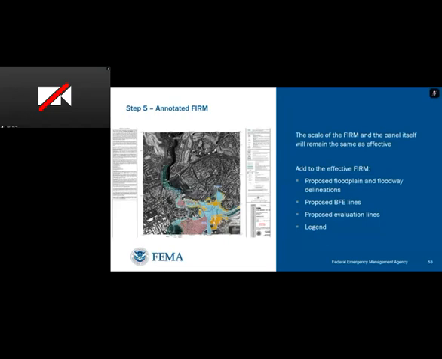And it's going to be at the scale of the FIRM itself. So it's very similar to the topographic work map, but it's only going to include the proposed floodplain and floodway delineations on top of that effective FIRM, and then they'll add in their BFE lines, evaluation lines, and again, add a legend for those new additions.